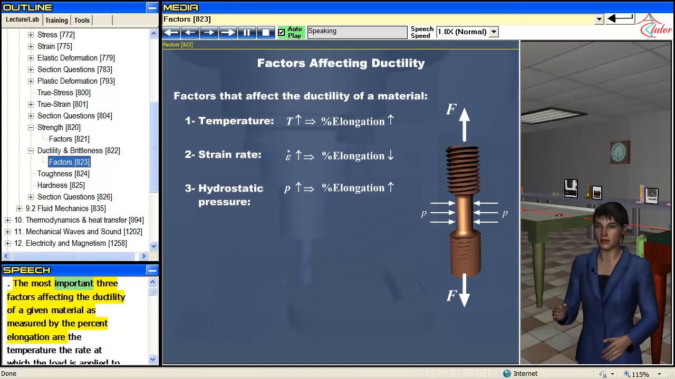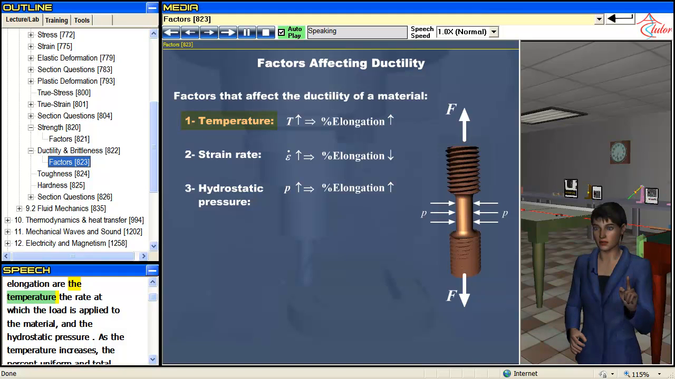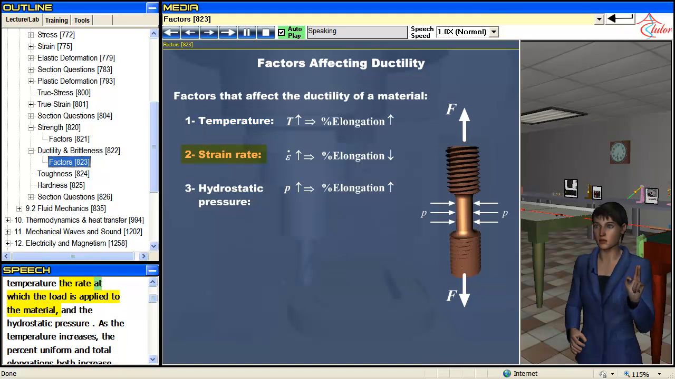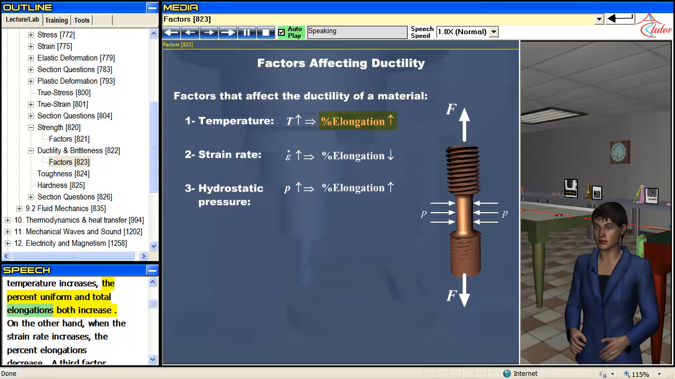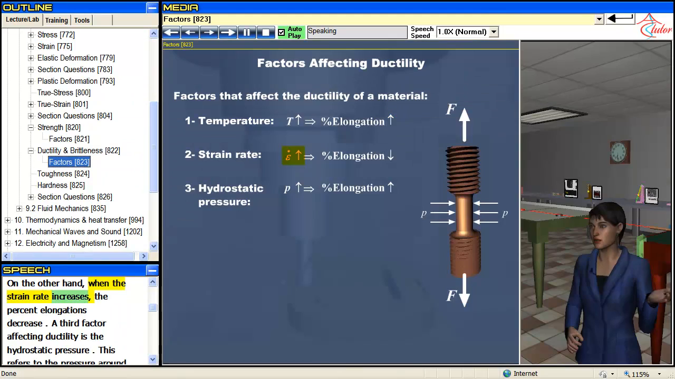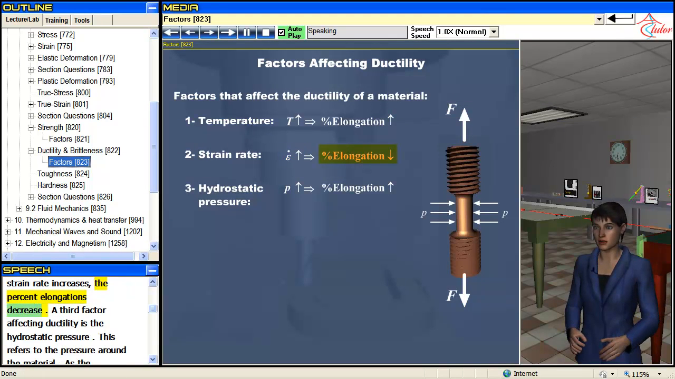The three most important factors affecting the ductility of a given material, as measured by the percent elongation, are the temperature, the rate at which the load is applied to the material, and the hydrostatic pressure. As the temperature increases, the percent uniform and total elongations both increase. On the other hand, when the strain rate increases, the percent elongations decrease.